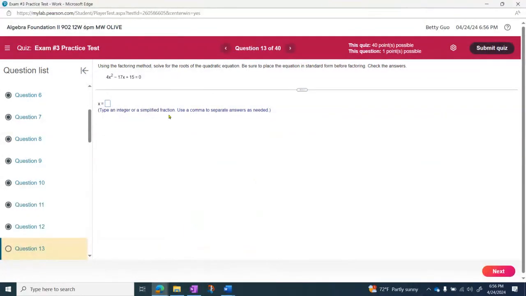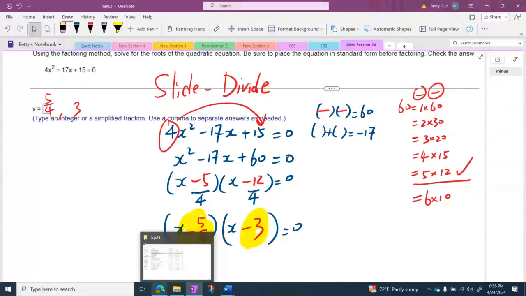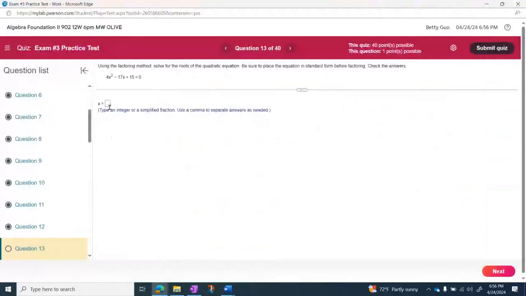Type an integer or a simplified fraction. By the way, guys, I know 5/4 equals 1.25. Please do not enter 1.25 because the instruction specifically tells us to type an integer or a simplified fraction. Use a comma to separate answers as needed. You don't want to lose a point because of that.